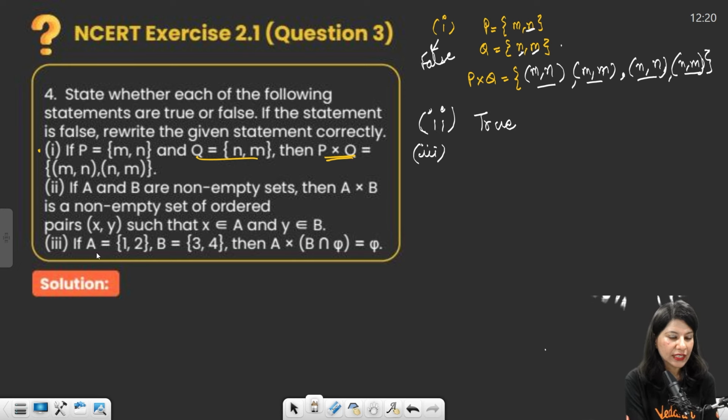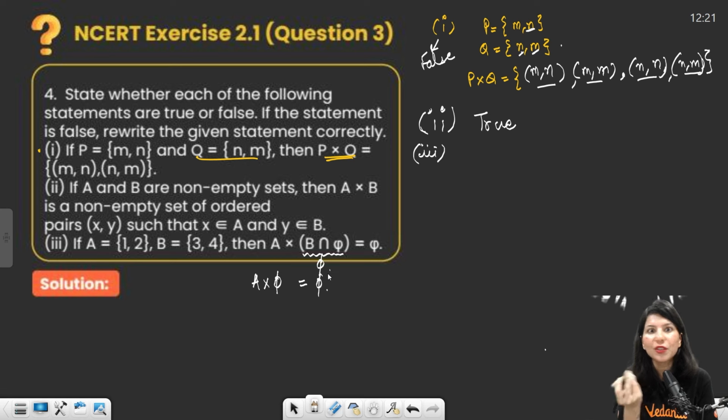Third, if A is {1, 2}, B is {3, 4}, then A cross (B intersection phi). First of all, the intersection of B with the null set, the intersection of any set with the null set, is going to be null. Now we need the Cartesian product A cross null. A cross null will be null only, because the second set is an empty set. There is nothing there. If you have to write the ordered pairs, what will be your second element of the ordered pair? Nothing. So that's why this is also true.